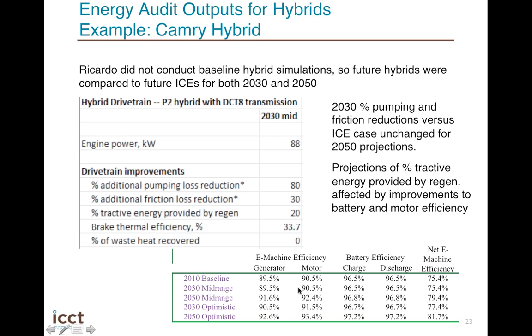And so these assessments of efficiency improvements were done independently from the Ricardo. There's one case we did not use the Ricardo data to assess the 2050 impacts. But again, the improvements from 2030 to 2050 are modest. I'll also point out that these generator, motor, and battery efficiencies were also used for plug-in hybrids and battery electrics and fuel cell vehicles.